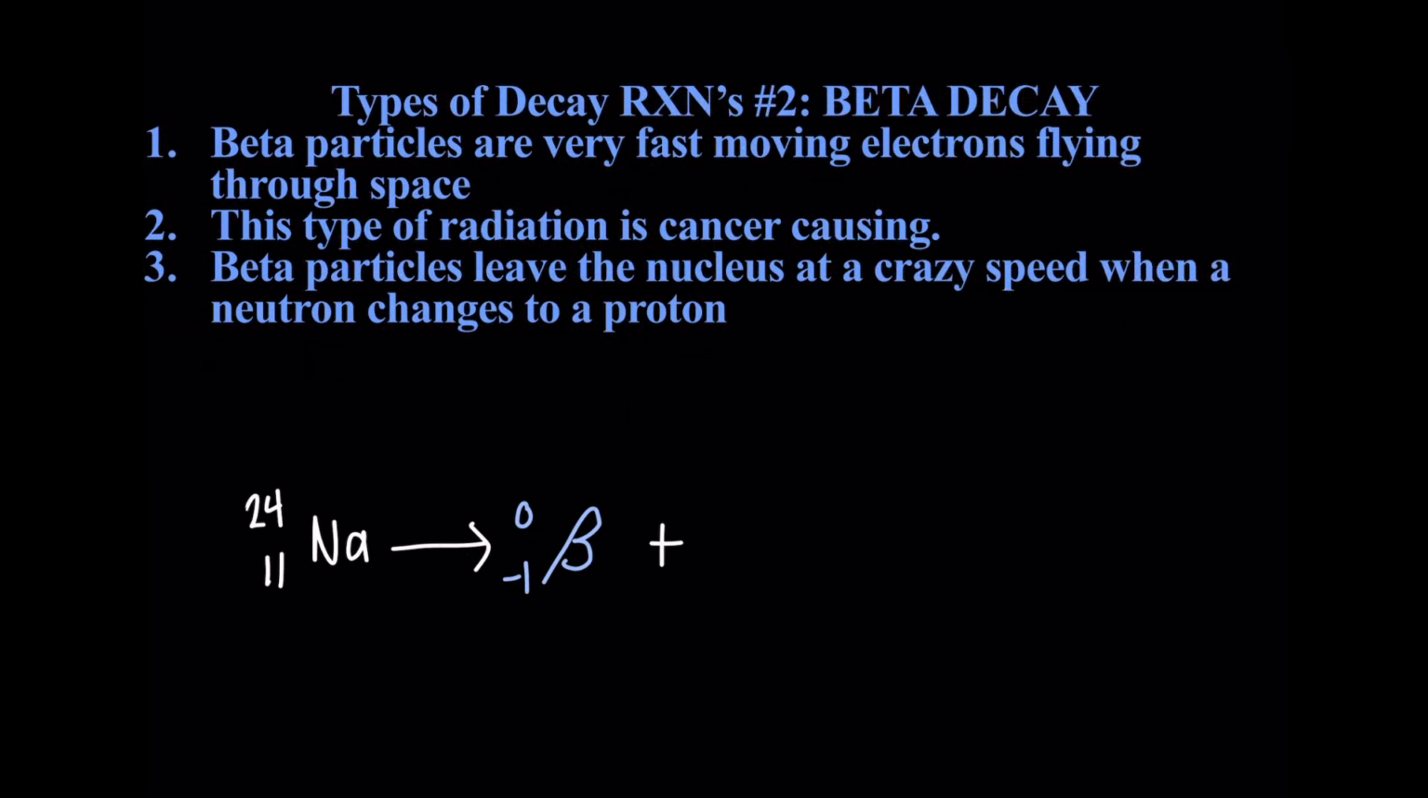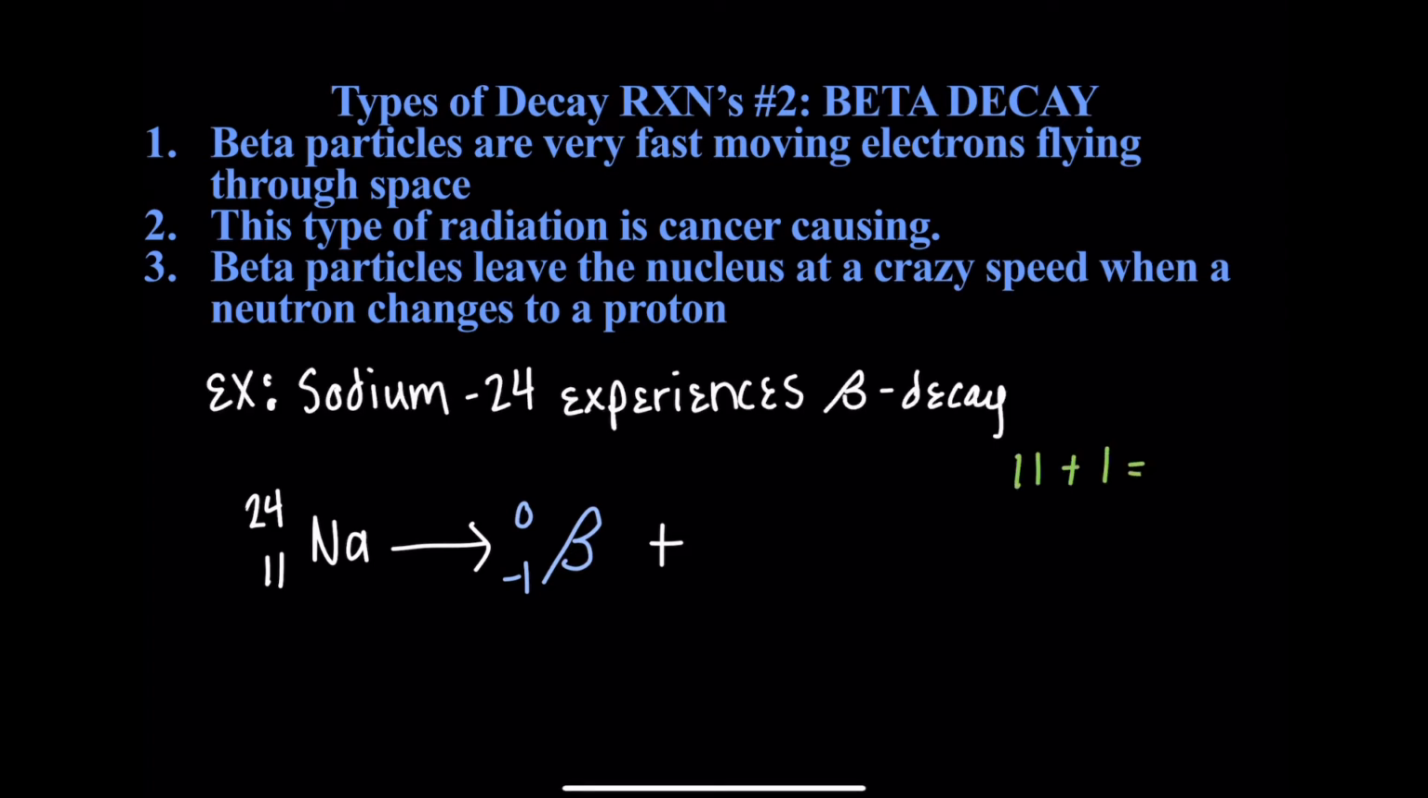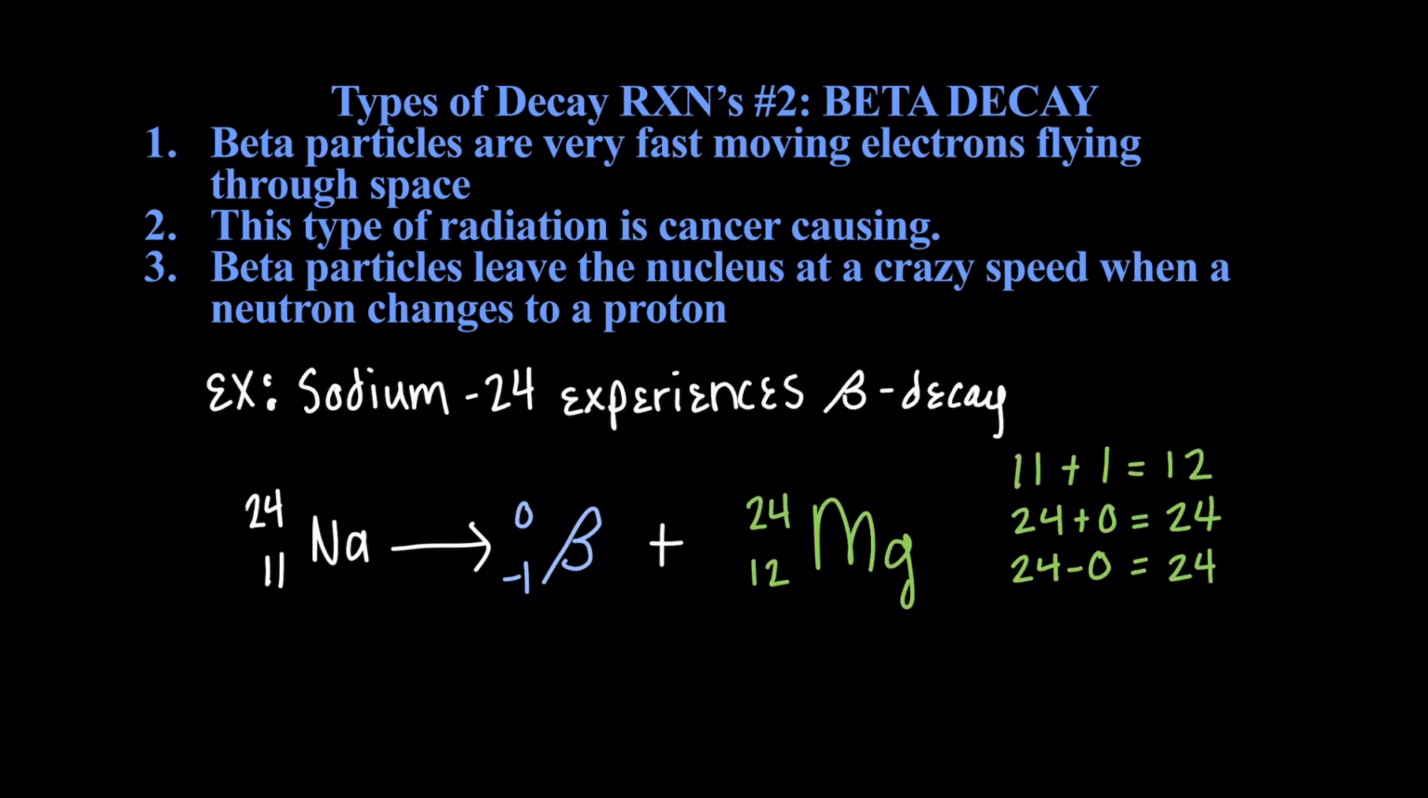When we talked about beta decay, we said that beta particles are very fast-moving electrons. This radiation is dangerous. It's cancer-causing over time. And beta particles leave the nucleus when a neutron changes to a proton. So in this example, sodium is going through beta decay and it becomes magnesium. It becomes an isotope of magnesium. And over here you can see that we are adding.